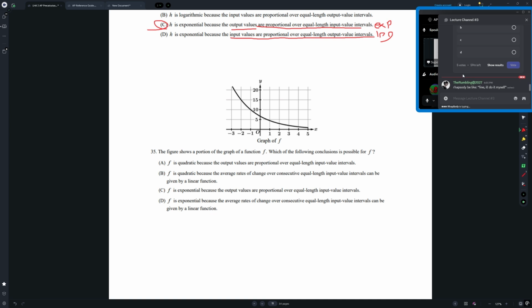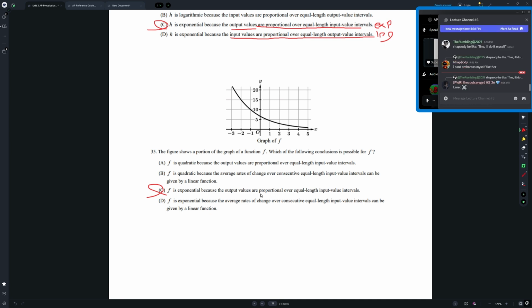Okay, and the answer to this question is C, because the output values are proportional.